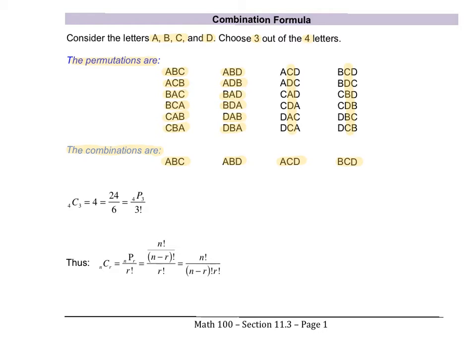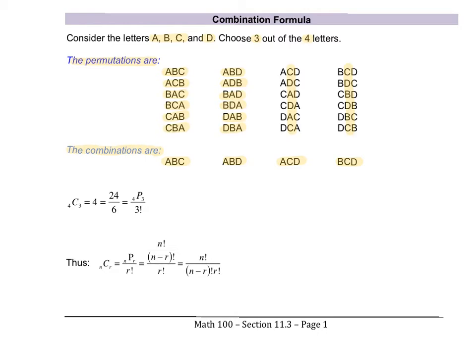So since the order doesn't matter in a combination, typically, if you're looking at the same group, there will be fewer combinations than there are permutations. Once in a while, they'll be the same, but you'll never have more combinations than permutations. It should always be less or equal.